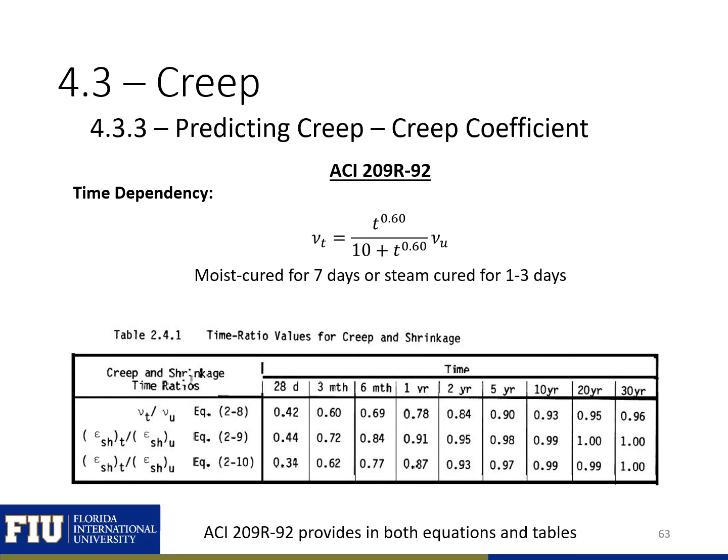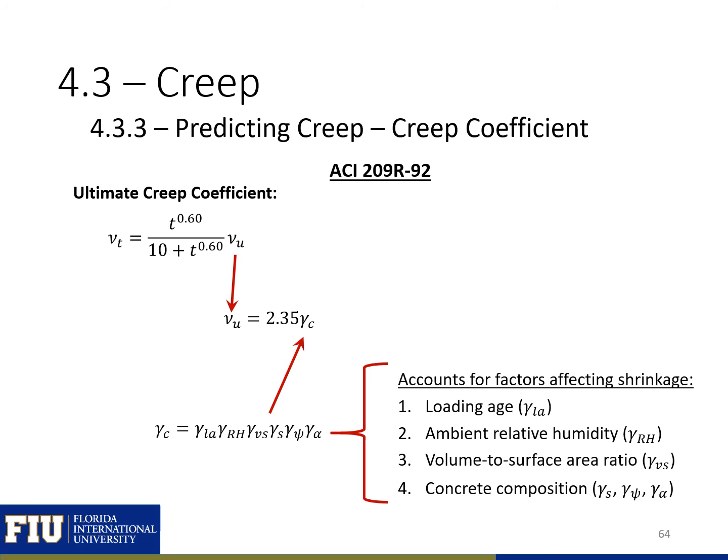And again, ACI 209R provides both equations and tables for all of these coefficients. So you can see here our time ratio for our creep strain. Our ultimate creep coefficient, nu sub u, is equal to 2.35 times all of our different gamma factors that account for our loading age, our ambient relative humidity, our volume to surface area ratio, and our concrete composition.